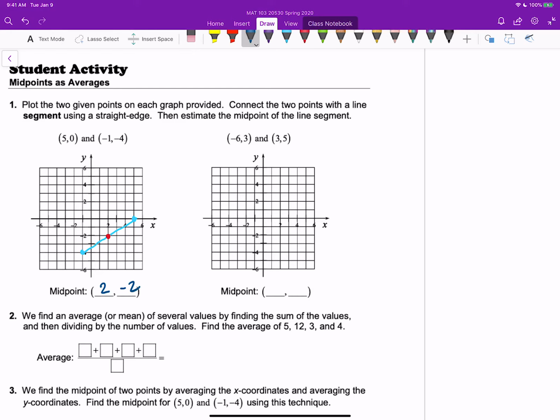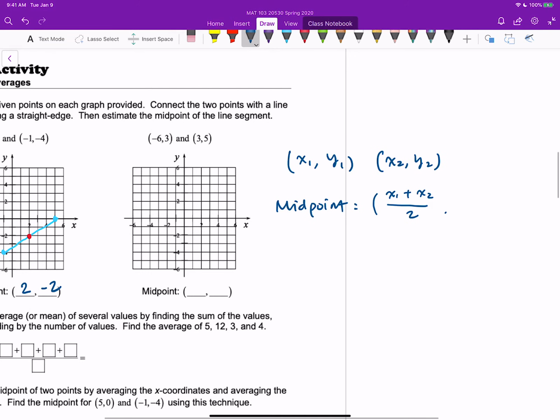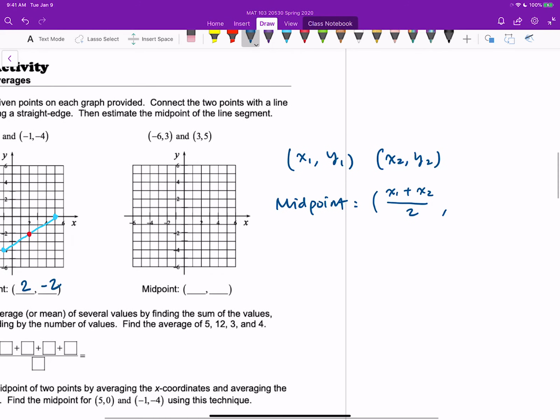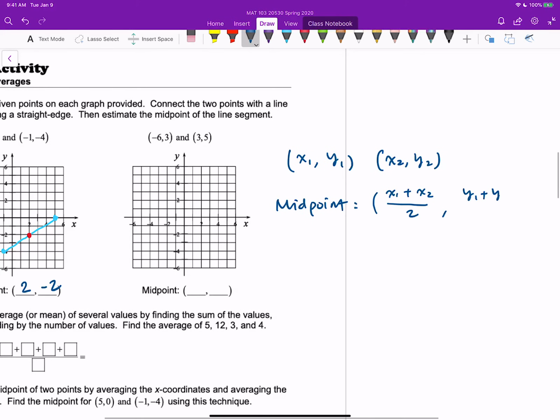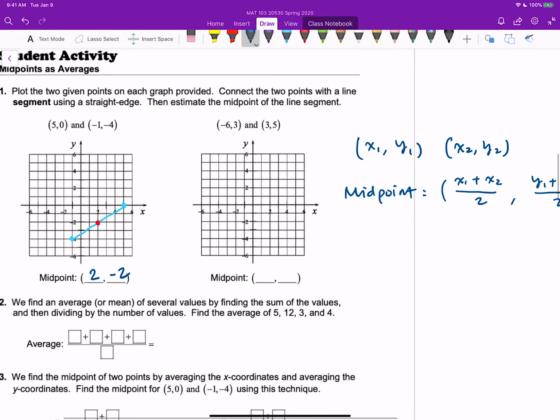There is a formula for the midpoint. Let's say I have 2 points, x1, y1, x2, y2. If you want to find out the midpoint, you simply calculate the average of the 2 coordinates. So for the x coordinate, you add the x coordinates of the 2 given points and divide by 2. For the y coordinate, you take the original y coordinates, add them up, and divide by 2. That will give you the midpoint.